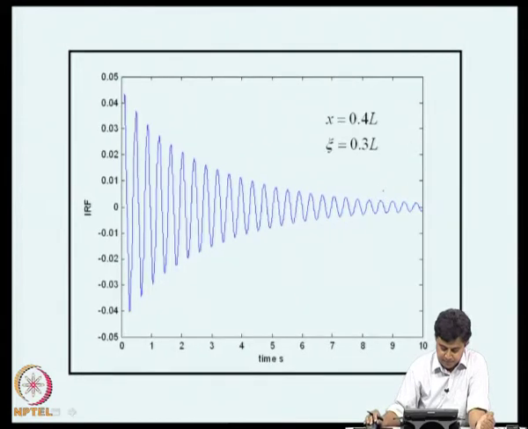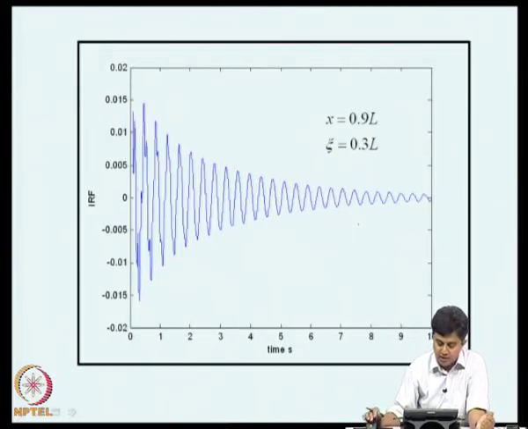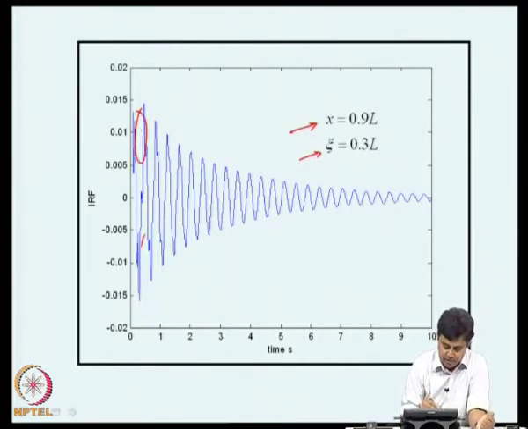Here the drive point is 0.3 L and measurement point is 0.4 L. Again the characteristic exponential decay is seen. This is another variation, the drive point is 0.3 L and measurement point is 0.9 L, and we can see here the contribution from more than one mode is evident, especially for response near t equal to 0, where we are applying the impulse.